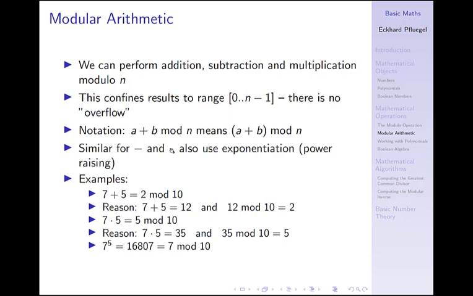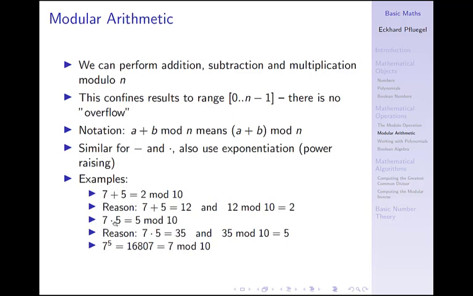Some examples here. 7 plus 5. So 7 plus 5 is actually 12. And then, as you know, 12 mod 10 is 2. So 7 plus 5 is 2 mod 10. That's the modular addition.